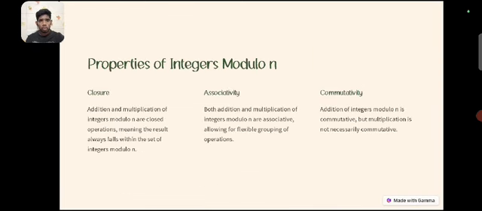Now let us come to the properties of integers modulo n. First one, closure. Addition and multiplication of integers modulo n are closed operations, meaning the result always falls within the set of integers modulo n. Second, associativity. Both addition and multiplication of integers modulo n are associative, allowing for flexible grouping of operations. Third, commutativity. Addition of integers modulo n is commutative, but multiplication is not necessarily commutative.